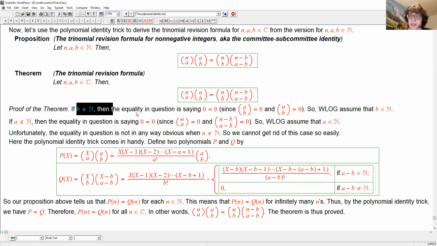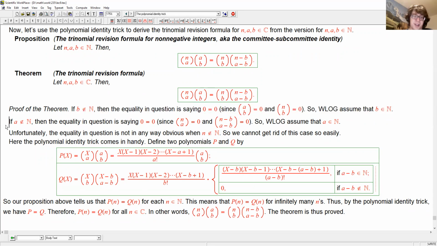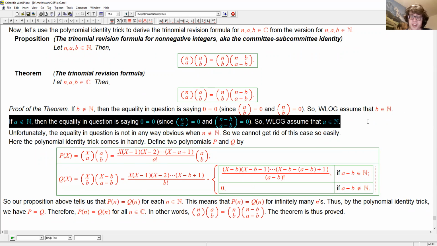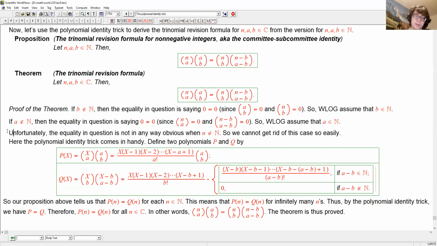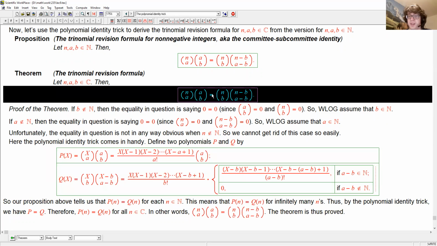First, we argued that the number b is without loss of generality a non-negative integer because the other case is obvious. Then we argued that the number a without loss of generality is a non-negative integer because the other case is obvious. And finally, with a and b being fixed non-negative integers, we argued that the identity in question is an equality between two polynomial functions in n. And if you want to prove such an equality, it suffices to prove it for non-negative integers, because there are infinitely many of them.